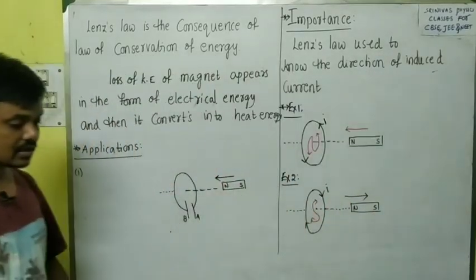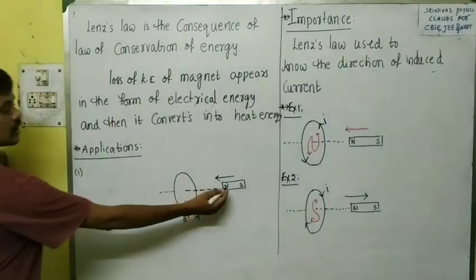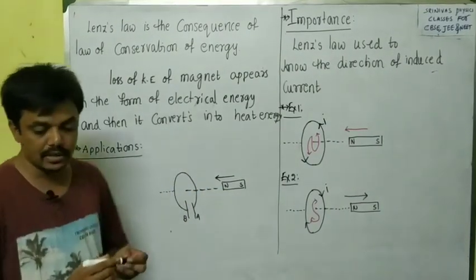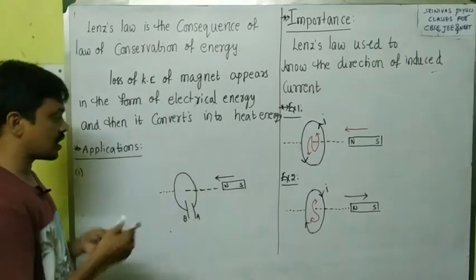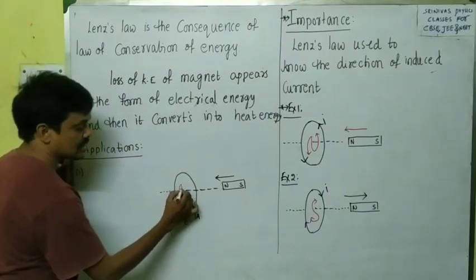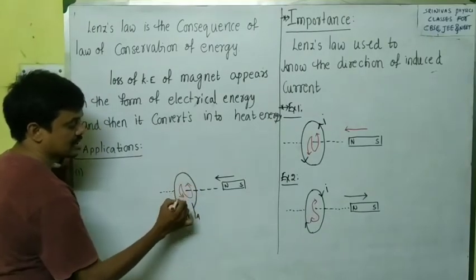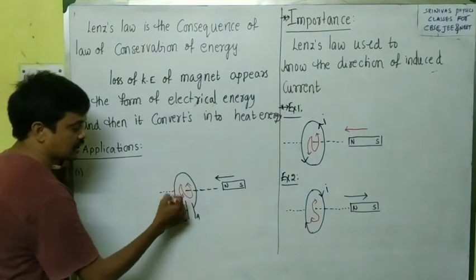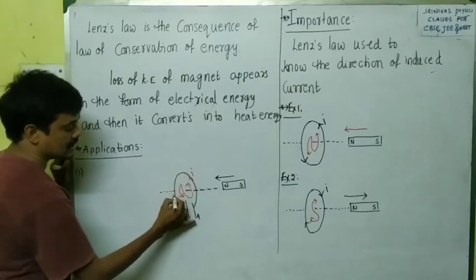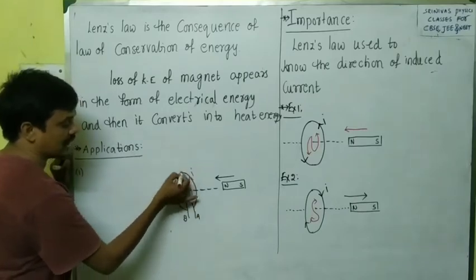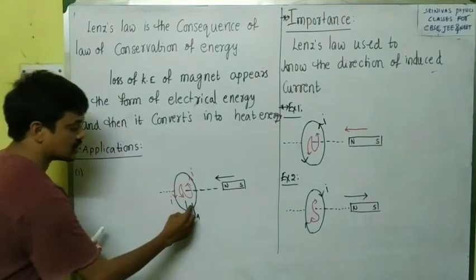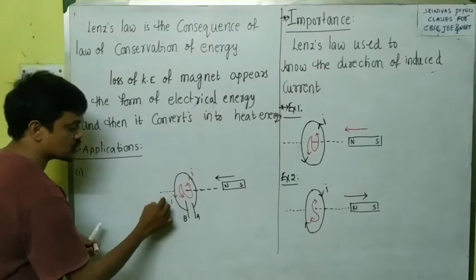When the north pole of the magnet is moved towards the loop, what happens? The flux will increase, so the motion of the magnet should be opposed. That means here the north pole will be generated, and when the north pole is generated, this is the direction of the current. That means the current is flowing like this. Electrons move opposite to the direction of the current. Current is going from A to B. That means electrons go from B to A.